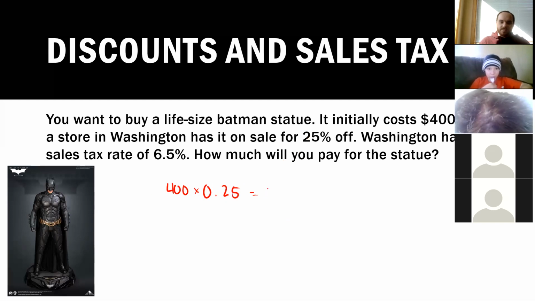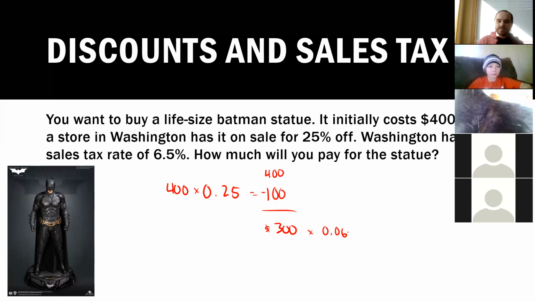We multiply these out. We're going to get 100. This is the discount. So this is coming off of our $400. So we're going to subtract it from 400, and that's going to give us $300. So this is the effective cost before tax, right? So we've taken off our discount. We haven't applied our tax yet. So now we need to multiply this by our tax rate, which is 0.065. This is going to give us 19.5.